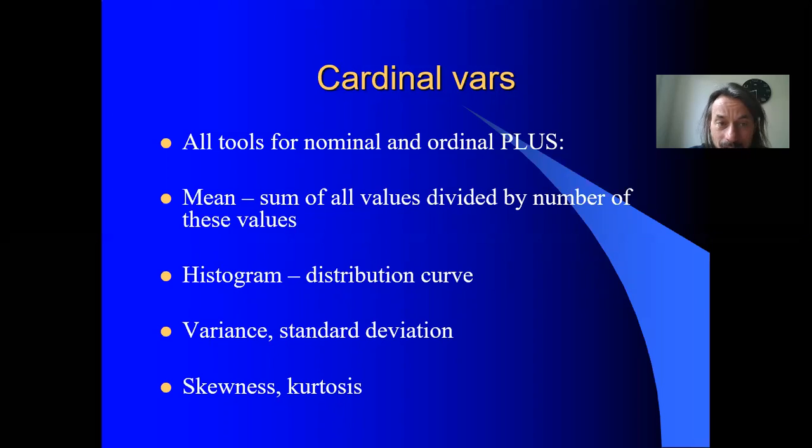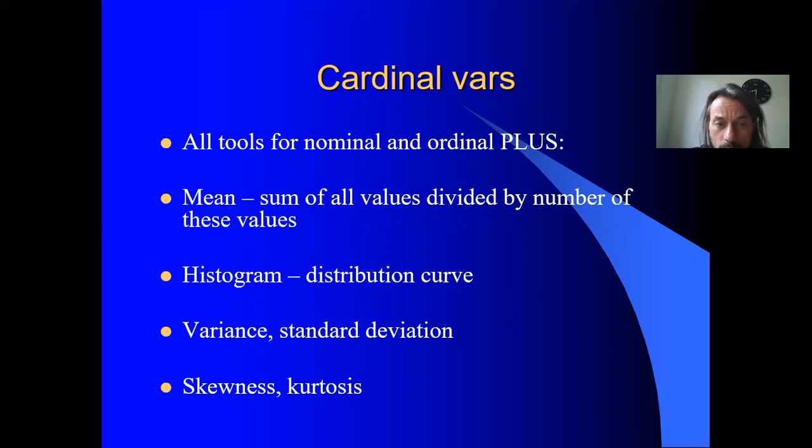Instead of mode and sometimes instead of median, we compute for cardinal variables the mean. It means we sum all values and divide by the number of these values. If we would like to prepare a chart which will describe the distribution of values, we usually use a histogram. So that's the curve which describes the distribution of my cardinal variable. And we usually also compute more descriptive statistics, so not only mean, but we also sometimes describe dispersion of my values by so-called variance or standard deviation. And we also usually compute skewness and kurtosis that can help us to understand the distribution of our values.